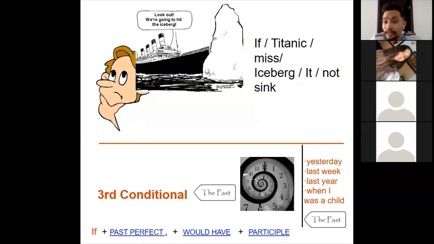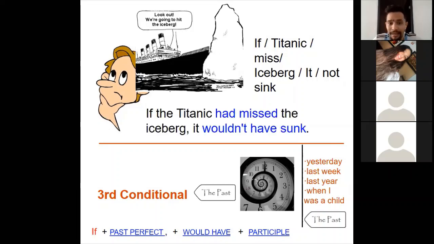I'm going to give you a hint. Recuerden que el condicional tipo 3 lo que intenta decir es algo diferente a lo que realmente sucedió. Si aquí digo, oh, el Titanic. Teacher, if the Titanic had missed the iceberg, it wouldn't have sunk. Excellent, miss. Excellent. If the Titanic had missed the iceberg, it wouldn't have sunk, right? Todavía existiría el Titanic. Qué sé yo, right? So yes, very good.